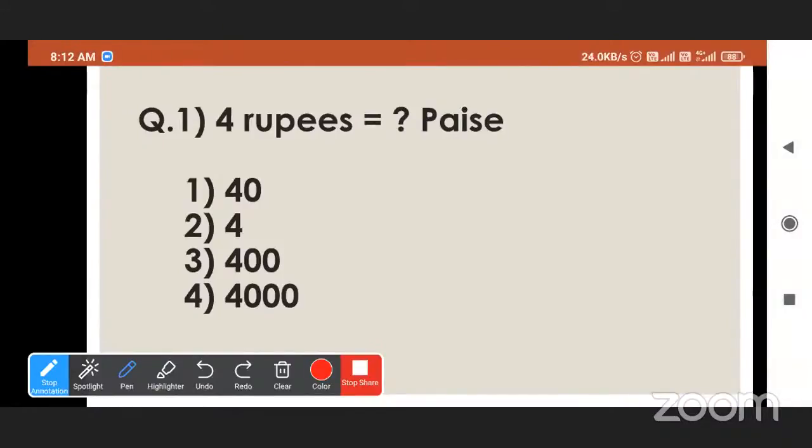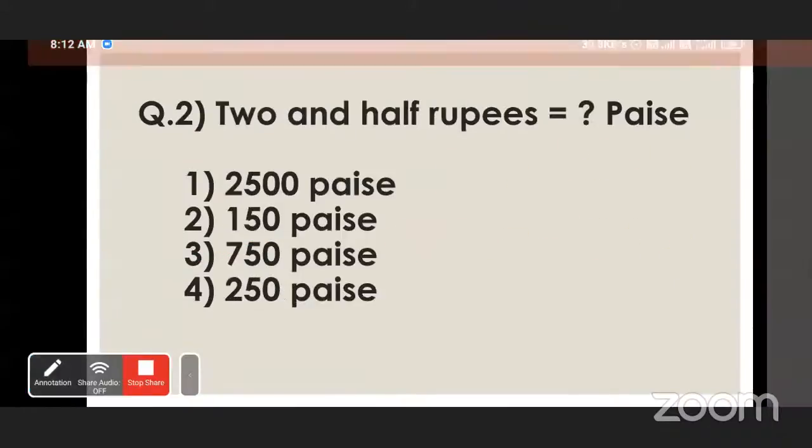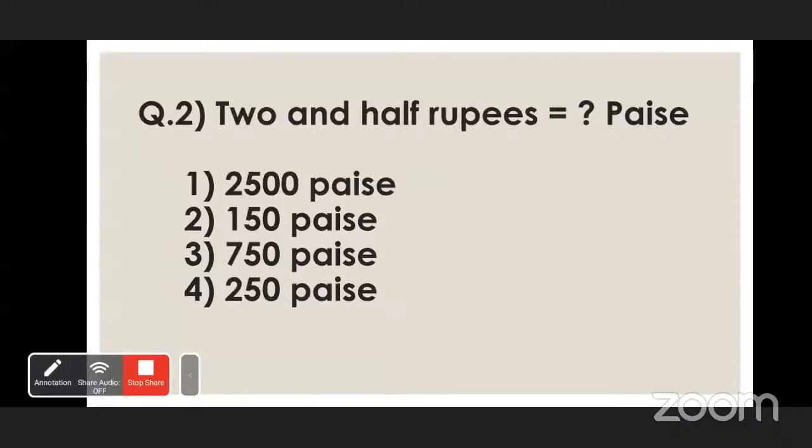Which option is right? 4 rupees is equal to how many paise? 400, because 1 rupee is equal to 100 paise. So 4 rupees is equal to 400 paise. So the third one is the right option. Very good.